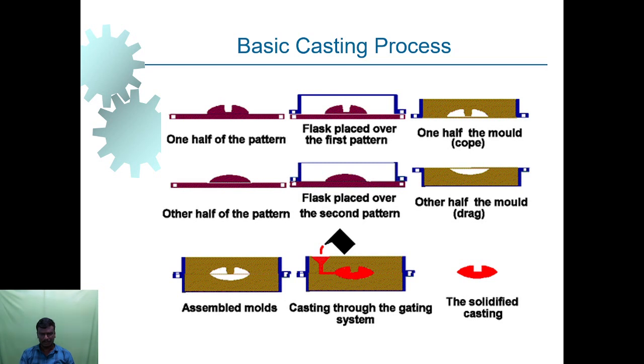Then the mold surfaces are coated with a coating material such as graphite to get a smooth surface on the casting. Then the core is set in position if necessary. Finally, the cope and drag are assembled. Weight is placed on the cope to prevent the cope from floating up when the molten metal is poured. Now the mold is ready for pouring.